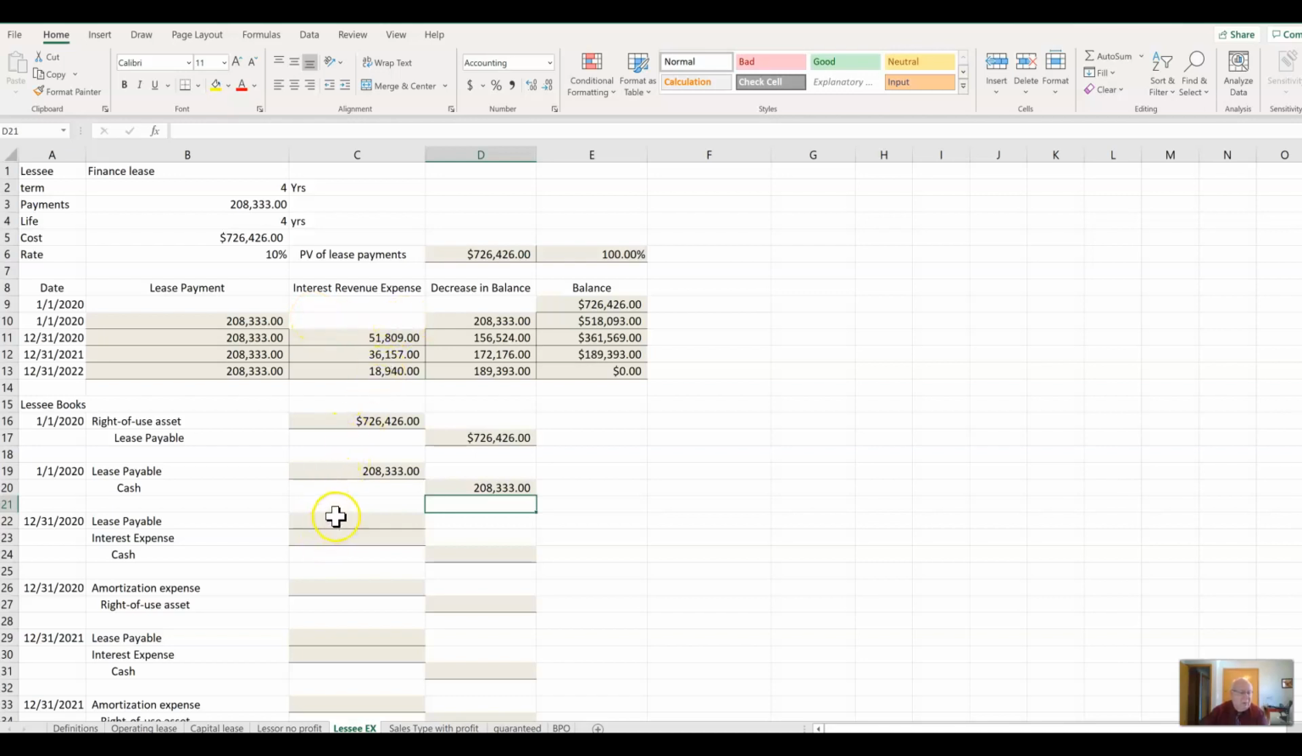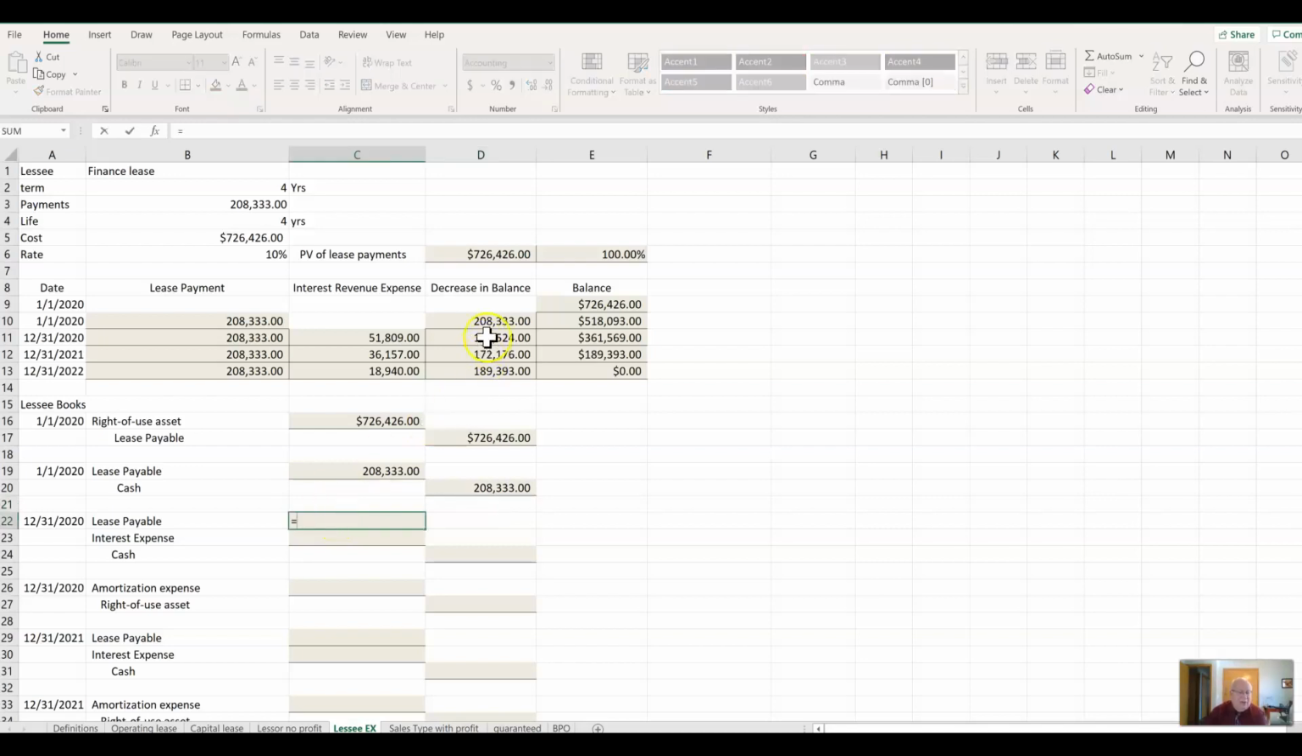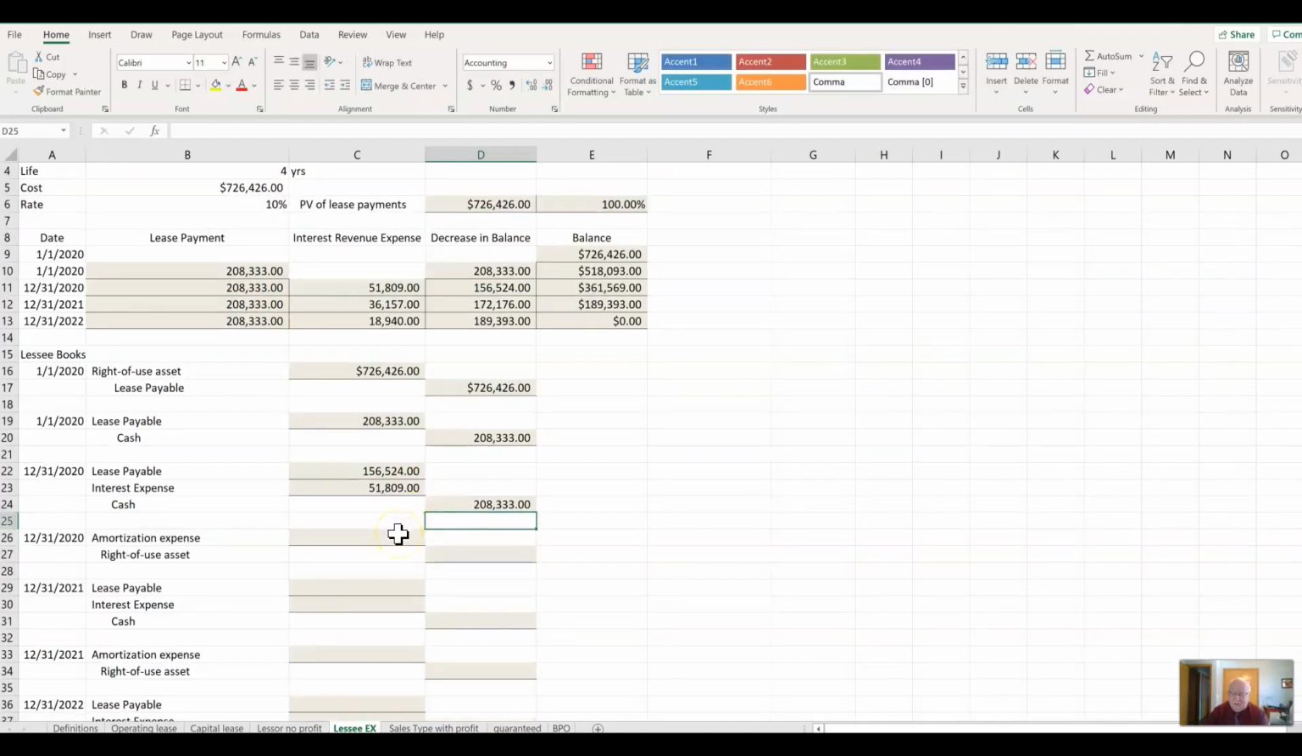Then on 12/31 of 20, which is the end of the year, we'd go to the second one. For the lease payment now is the $156,524. And that's why I said these charts make life a lot easier for you because everything's already calculated out. You don't have to try to remember where you're at. So you just bring them in. Okay. Now the amortization expense for this one. Okay. So we look at the amortization expense.